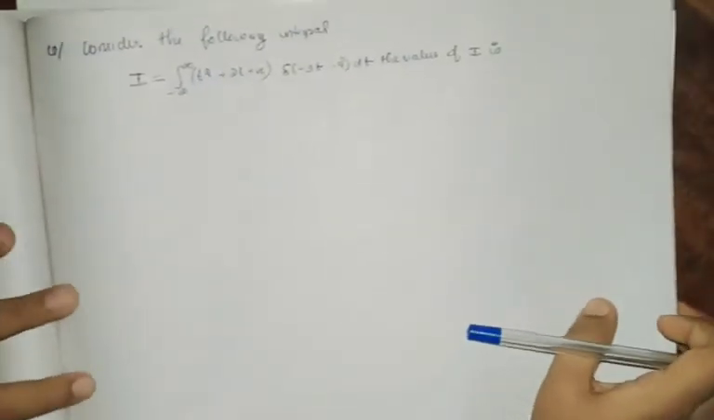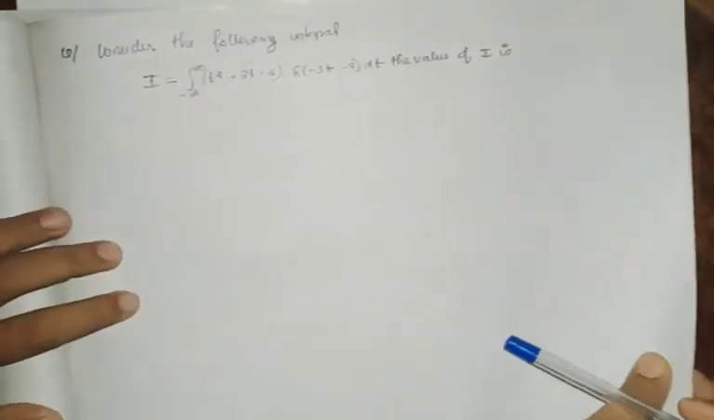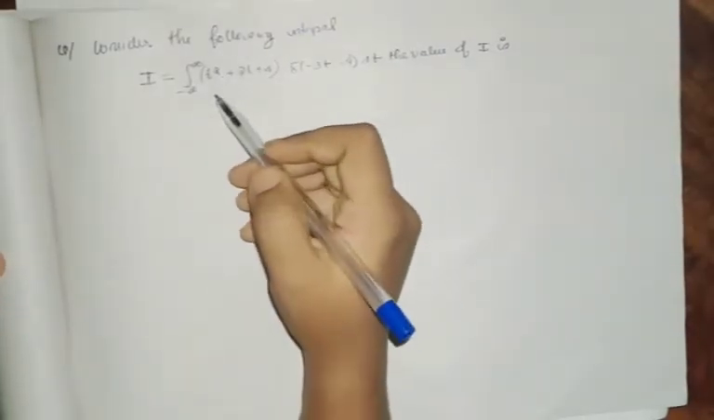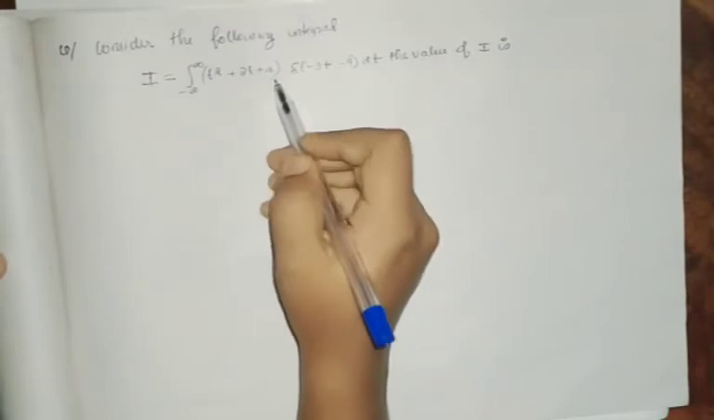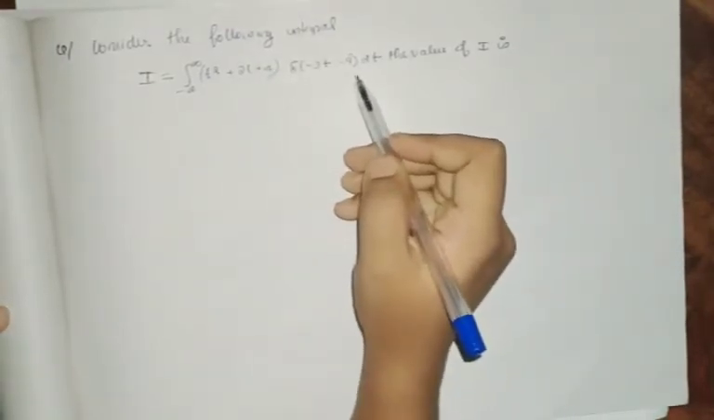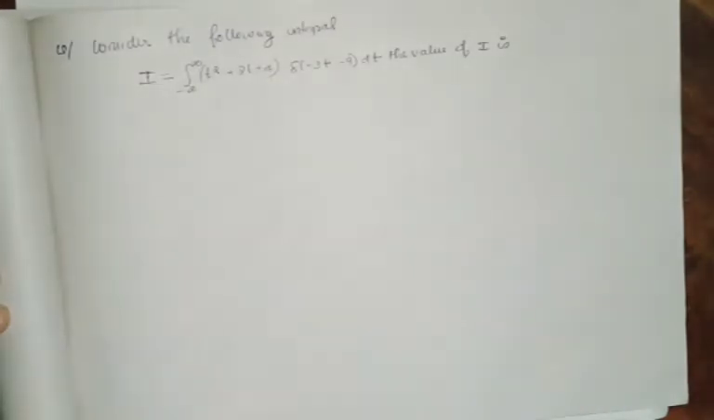Now let's do the next question. Consider the following integral. I is equal to integral minus infinity to infinity of t square plus 2t plus 4 times del of minus 3t minus 9 dt. The value of I is.